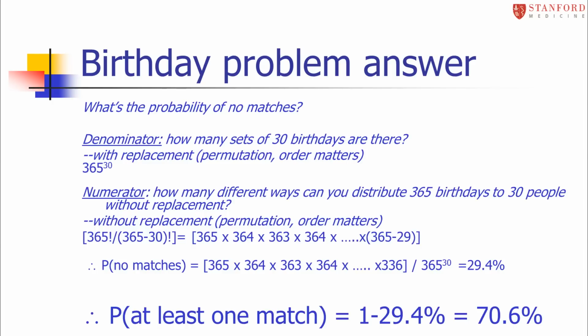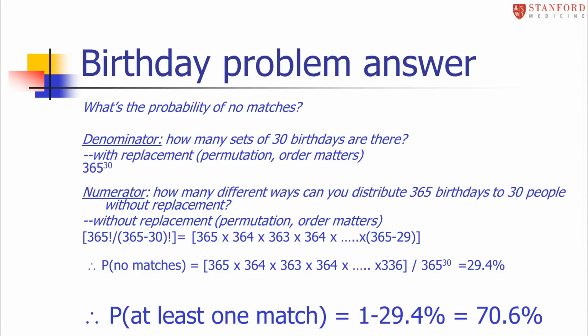That will give us all the ordered sets where all 30 people have different birthdays. So we take that and put that in our numerator, and we put our numerator over our denominator to calculate the probability. The probability of no matches is this permutation divided by 365 raised to the 30. If you calculate it all out, it turns out to be a 29.4% chance. So there's only a 29% chance that nobody's birthdays will match. That means the probability of at least one match is 1 minus 29%, which is just over 70%.